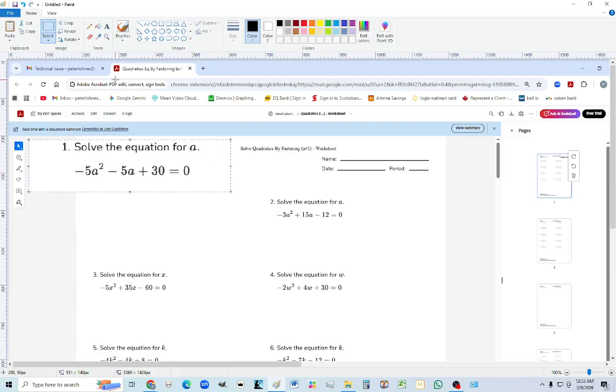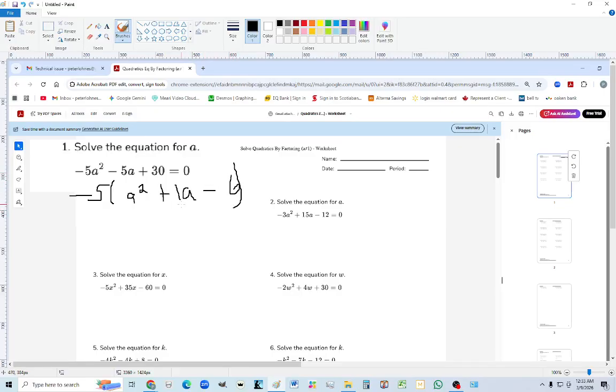Often when you find a common number, for instance, 5 is common in each, but I don't want this minus in front of my whatever squared. So in this case, I'll factor out a minus 5, and that'll change the negative 5a squared to just a squared. It'll change the minus 5a to plus a. It'll change the plus 30 to minus 6. That's 1a, and minus 6.